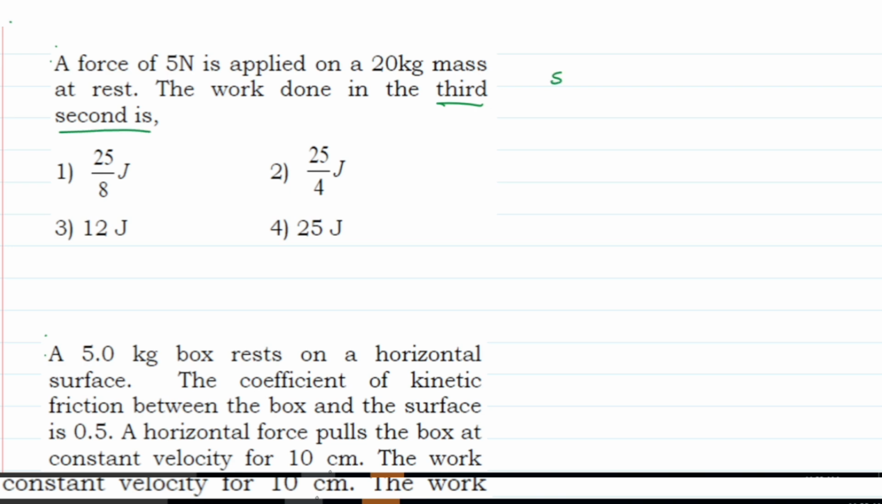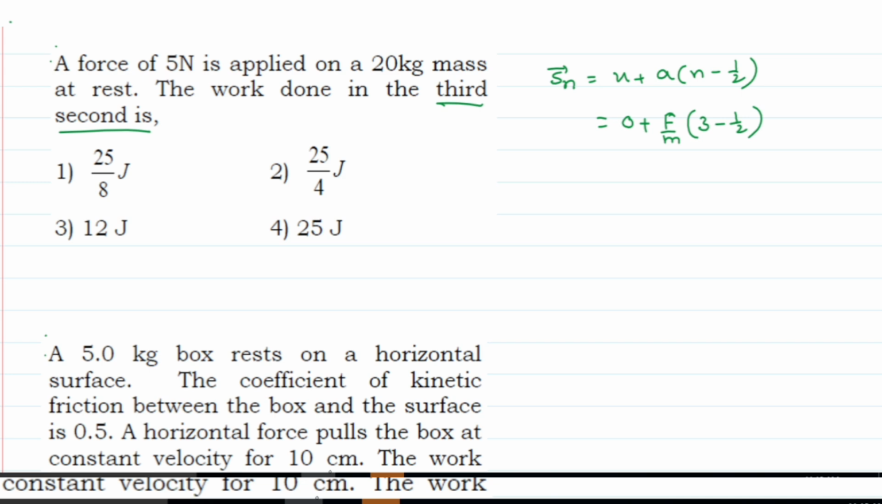Here, from the kinematic equations, the displacement covered by the body is Sn equals u plus a into (n minus half). n represents the time, a represents the acceleration. Initially the body starts from rest, so u is 0. Acceleration is not given, but according to the second law of motion, a equals F by m. They are asking the third second, so you take n as 3, and (3 minus 1 by 2).